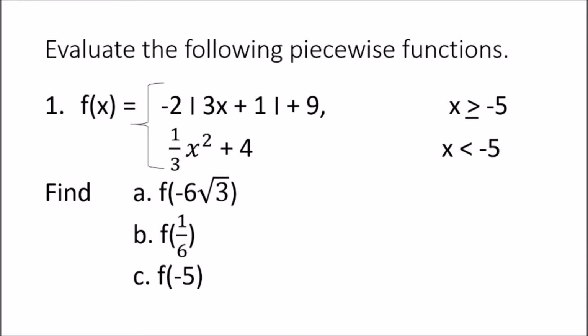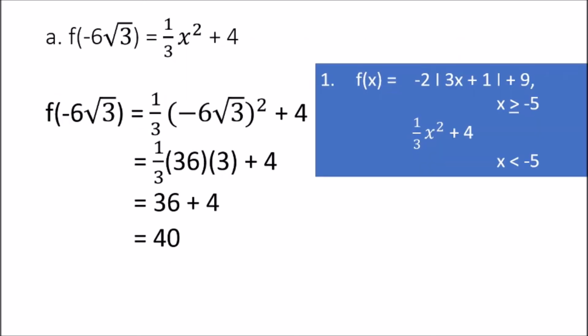Evaluate the following piecewise functions. F of x equals negative 2 times the absolute value of 3x plus 1, plus 9, if the value of x is greater than or equal to negative 5. F of x equals 1/3 x squared plus 4, if the value of x is less than negative 5. Since the value of x is negative 6 and square root of 3, and that is less than negative 5, we use the second equation.